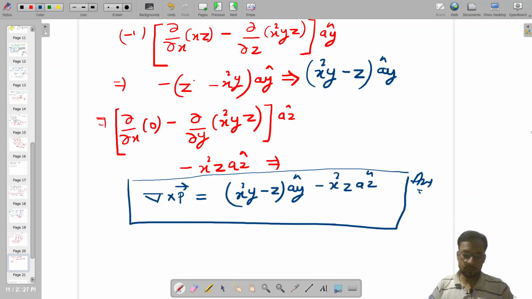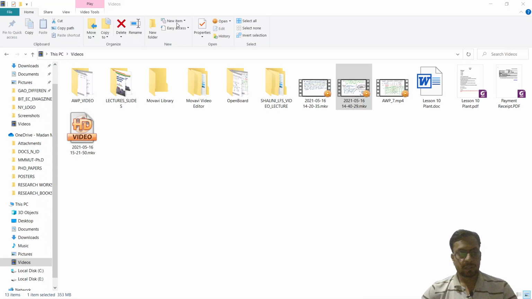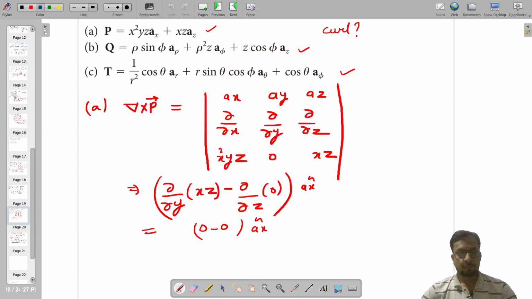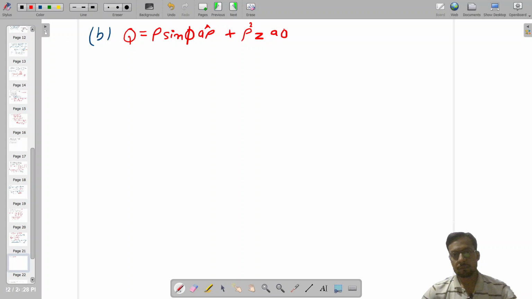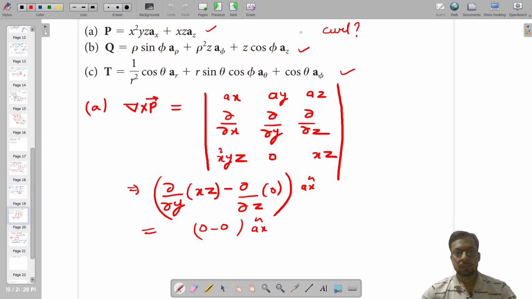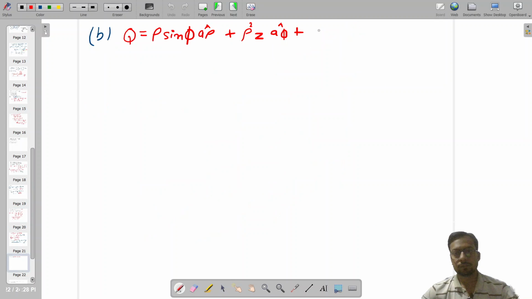Now we will evaluate this for cylindrical, so that is taking question B. Question B is Q equals rho sin phi a rho plus rho square z a phi plus z cos phi az. So this is the term.